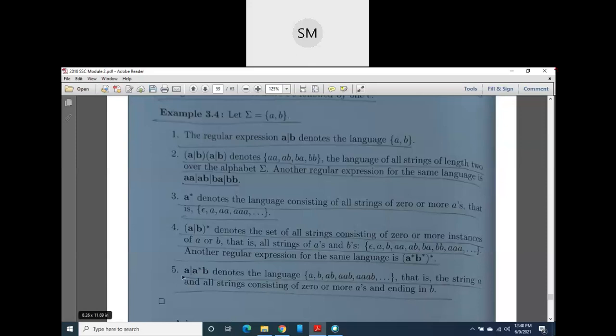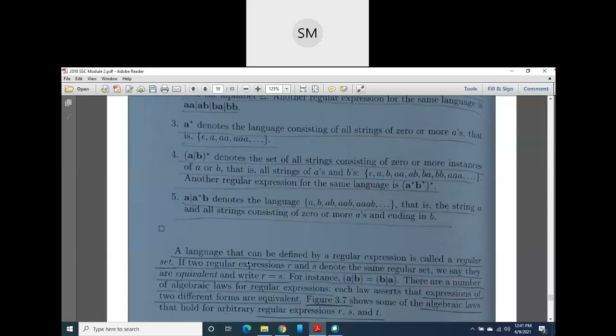Then one more string you can create is AB, AAB, AAAB, like this. So it means all the strings ending with a B and beginning with 0 or more A's, okay? So it is the string A and all the strings consisting of 0 or more A's and ending with a B. So it contains two types of strings: one string is A, and the remaining strings consist of 0 or more A's and compulsorily end with a B, okay? This type of example may be asked in your exam.